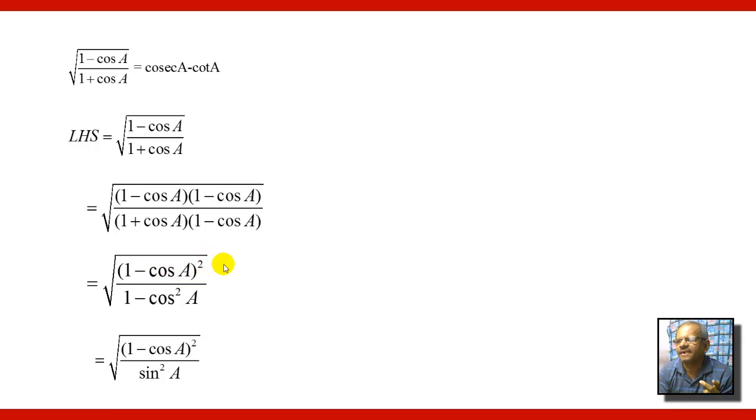But 1 minus cos A bracket square will be as it is, upon 1 minus cos square A. This 1 minus cos square A can be replaced by sin square A, because sin square A plus cos square A is equal to 1, and therefore 1 minus cos square A will be sin square A. So taking the square root of the numerator and the denominator, the square root of 1 minus cos A bracket square will be 1 minus cos A, and the square root of sin square A will be sin A. So you will get 1 minus cos A upon sin A.